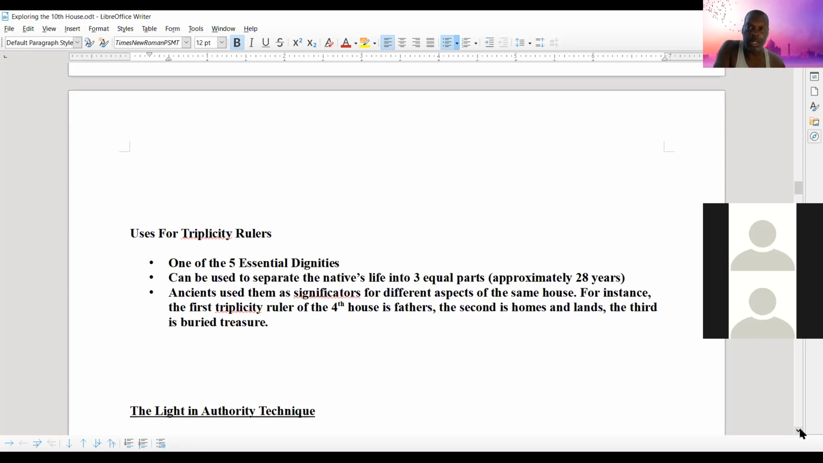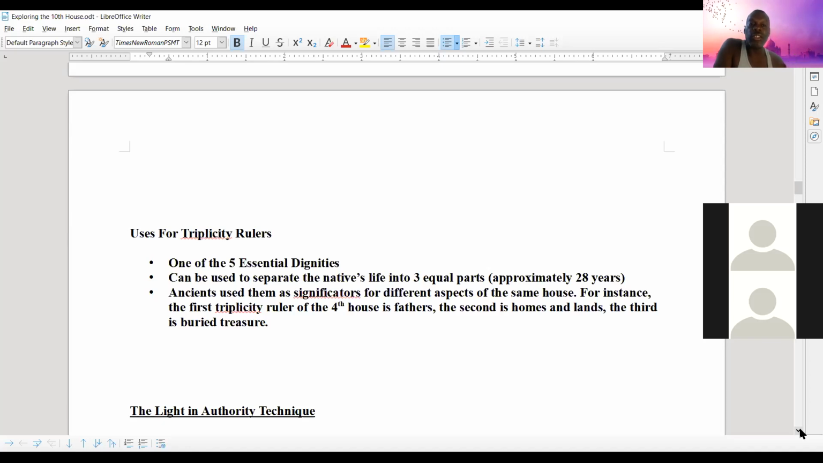So you'll see in these particular books, they'll say, for instance, for the 7th house, marriage: the first triplicity ruler represents the state of the marriage in the first part of life. The second triplicity ruler represents the state of the marriage in the second part of life. And the third triplicity ruler represents the state of the marriage in the third part of life. So that's a usage for what we're dealing with.